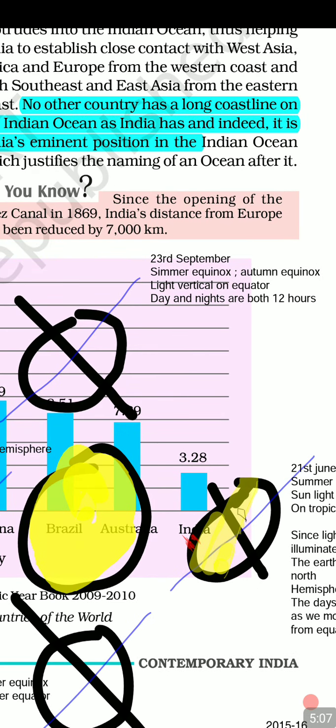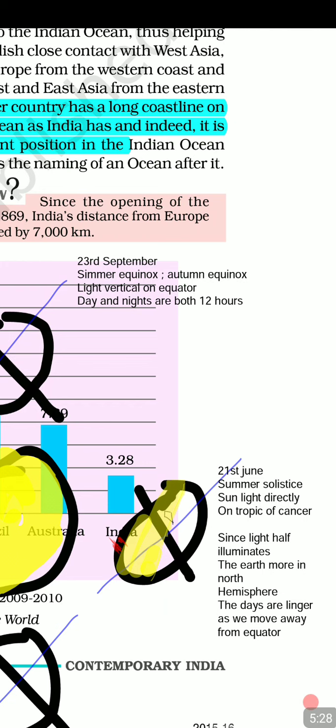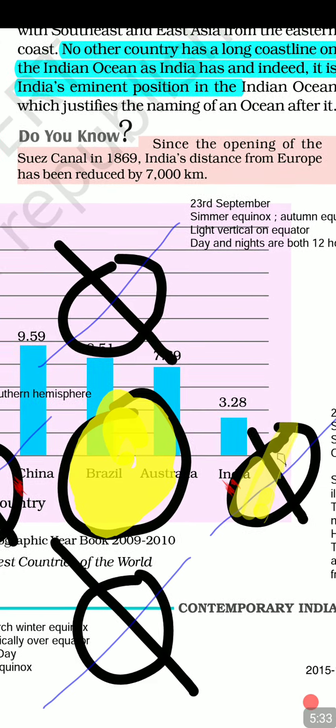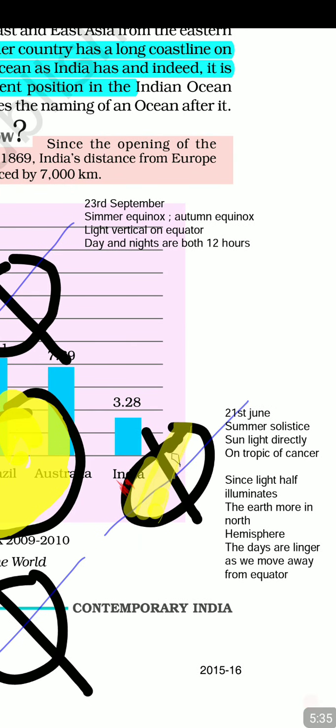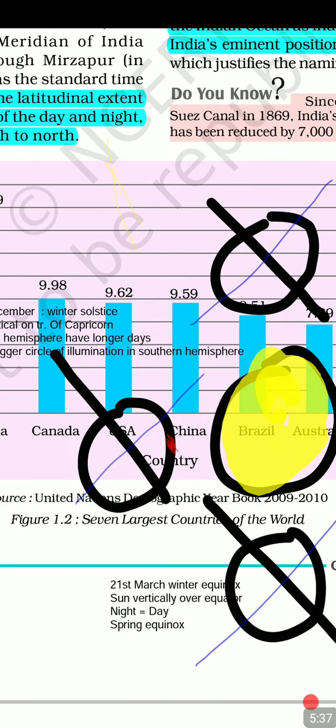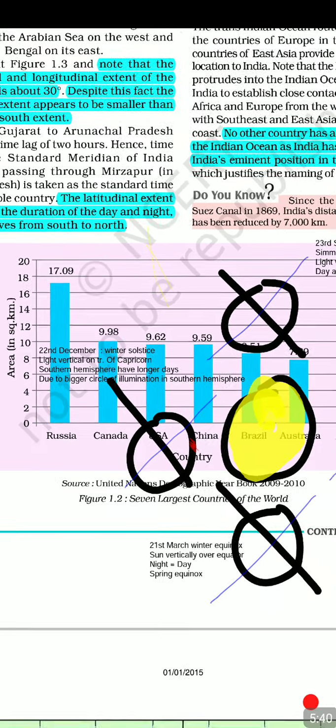Next it is 23rd September, which is autumn equinox, right? Light is vertical here on the equator. Okay, so from vertical light on Cancer, the light moves to vertically on the equator. Days and nights both are equal, and hence it is not solstice, it is equinox. So from 21st June to 23rd September, then it comes to 22nd December, right?